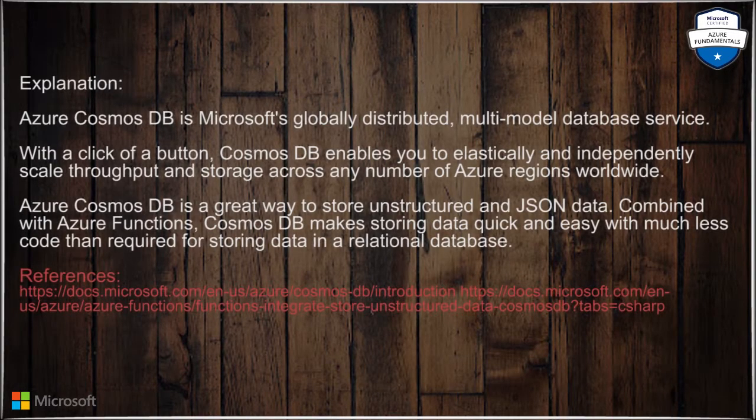Explanation: Azure Cosmos DB is Microsoft's globally distributed, multi-model database service. With a click of a button, Cosmos DB enables you to elastically and independently scale throughput and storage across any number of Azure regions worldwide. Azure Cosmos DB is a great way to store unstructured and JSON data. Combined with Azure Functions, Cosmos DB makes storing data quick and easy with much less code than required for storing data in a relational database.